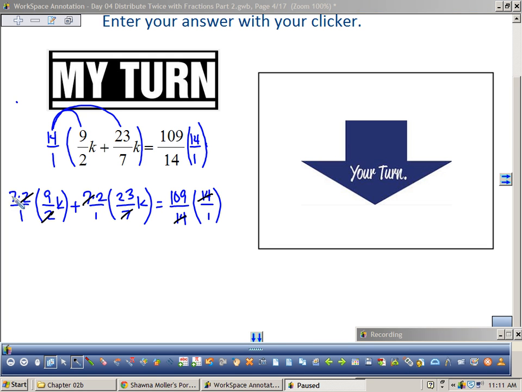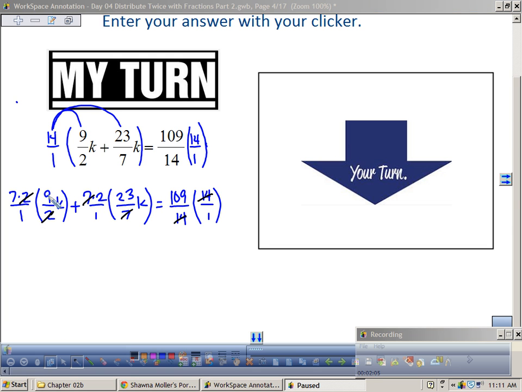What is left in the numerator here? 9 times 7 is 63, so 63k. 7 and 23, what's 7 times 23? I'm sorry, 2 times 23. 46. 46k equals 109. Now it's doable, right?